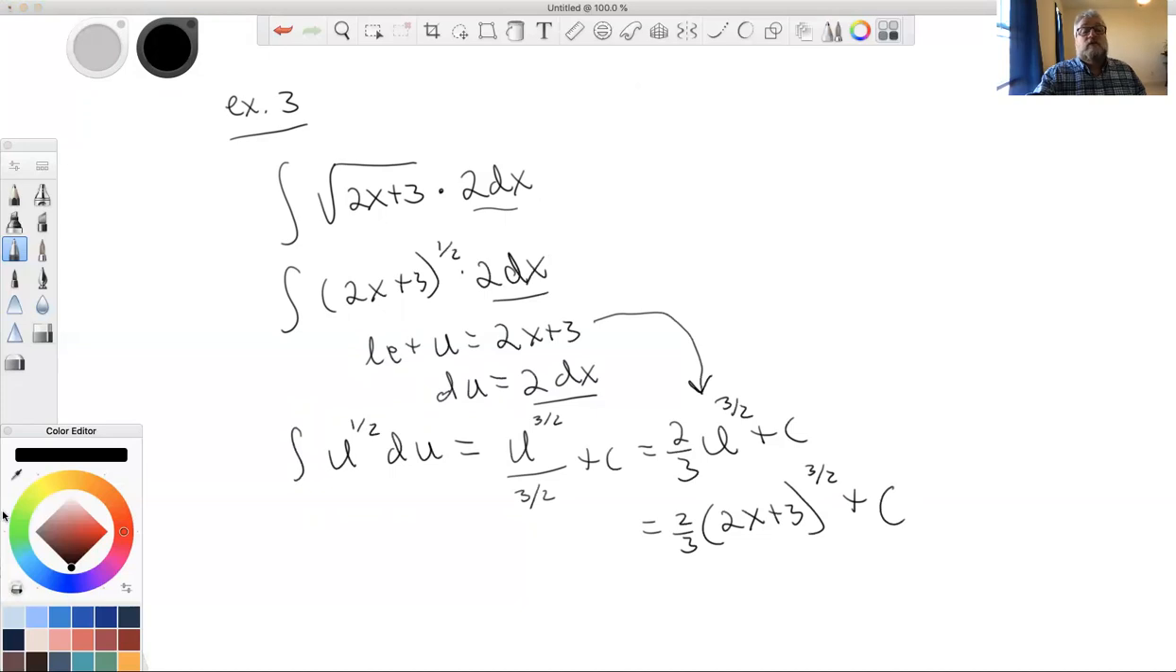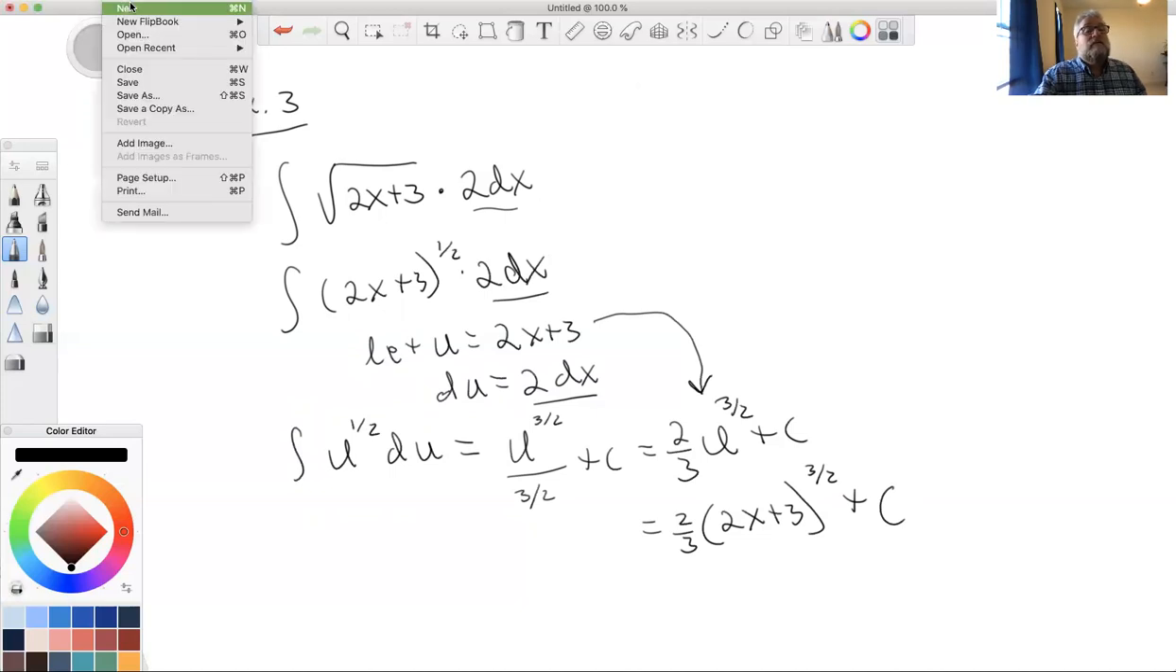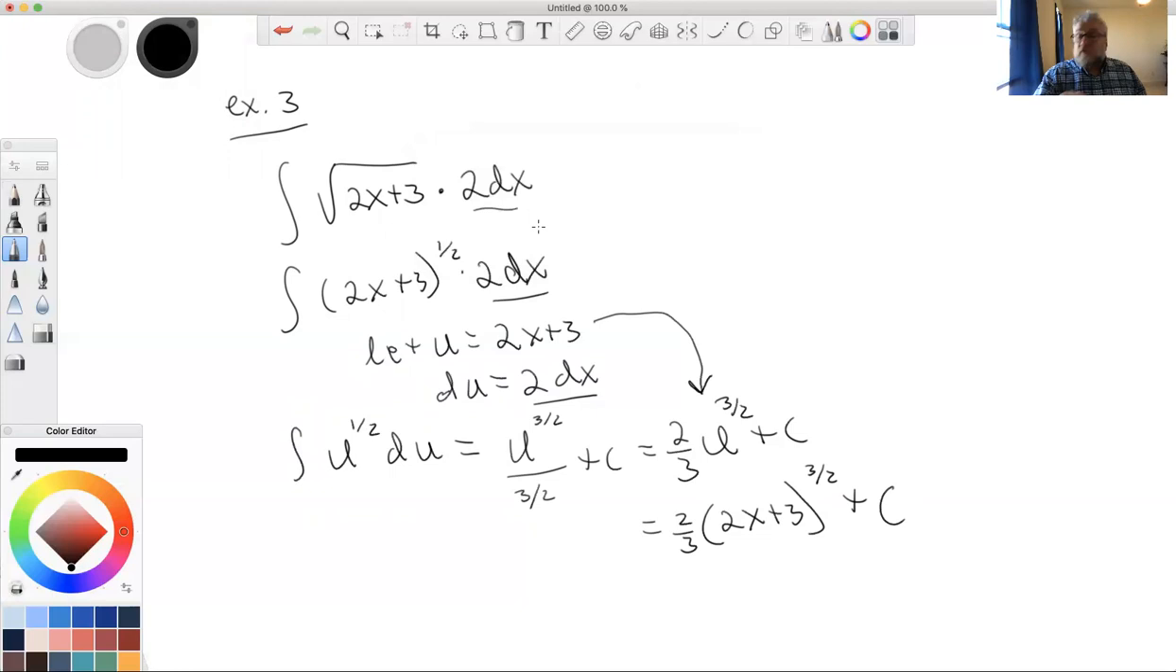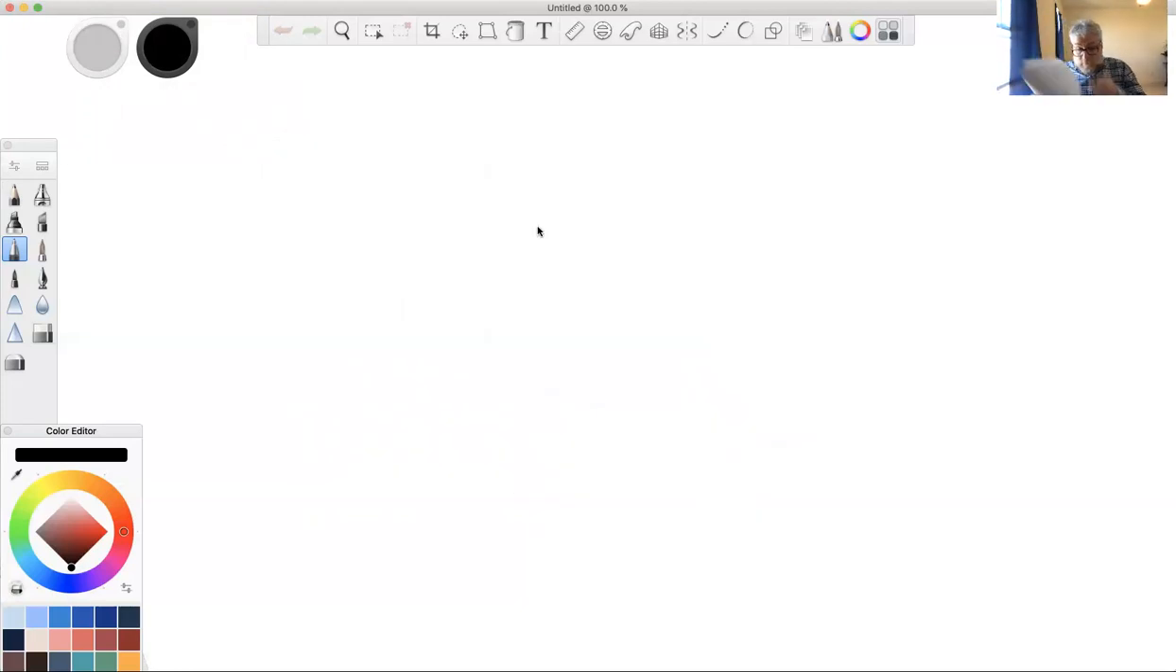Any questions? Of course not. Okay, let's do another one so you can start seeing the pattern. The trick with the power rule is you gotta do a lot of problems so you can see the pattern.